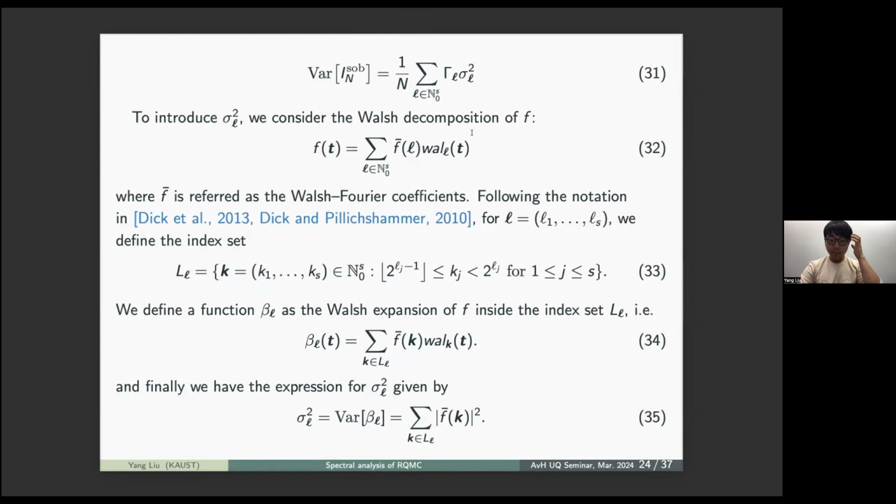Okay, so these are some details showing that you can express f using this Walsh basis. If you define the index set k from 2^(n-1) to 2^L, and you define the function beta_L as the summation over k inside this rectangular set of the Walsh expansion, then sigma_L squared is given by the variance of this beta_L, which is the summation of the squared Walsh-Fourier coefficient norms inside this index set.